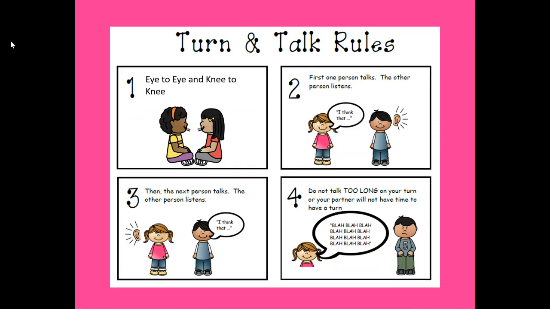All right, let's go over our turn and talk rules. Number 1, if you have a partner at home, make sure you're facing this partner, just like eye to eye and knee to knee. You're facing the person. Number 2, first one person talks, the other person listens. Number 3, then the next person talks, the other person listens. Do not talk too long on your turn, or your partner will not have time to have a turn.